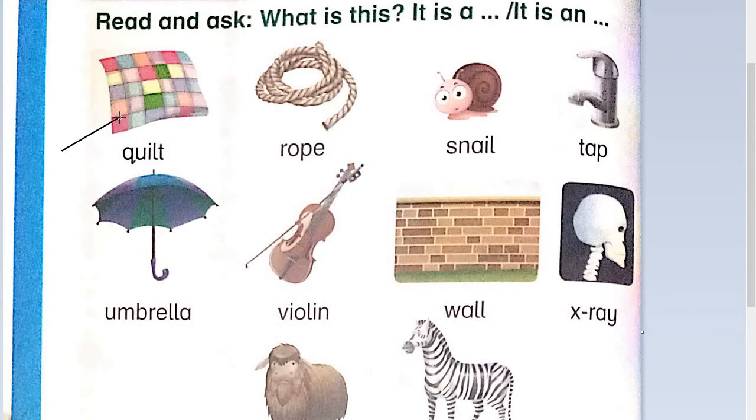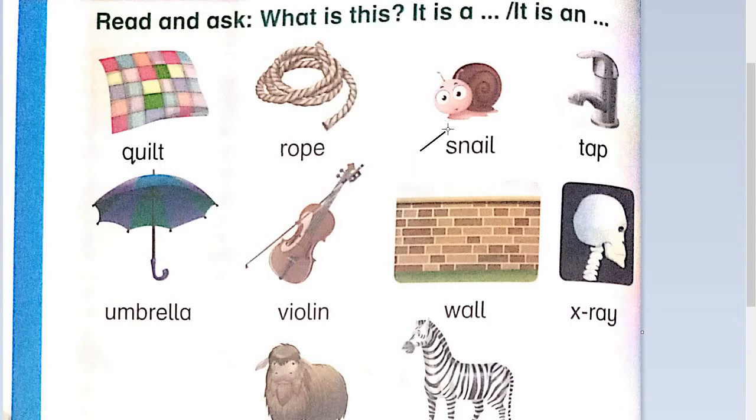What is this? It is a clit. What is this? It is a clit. ये एक कपड़े का जो है वो टुकड़ा है, पीस है. What is this? It is a rope. ये एक रस्सी है. What is this? It is a snail.